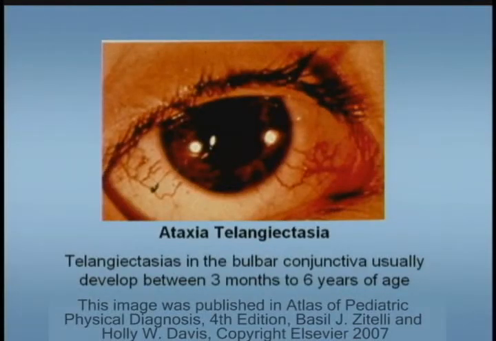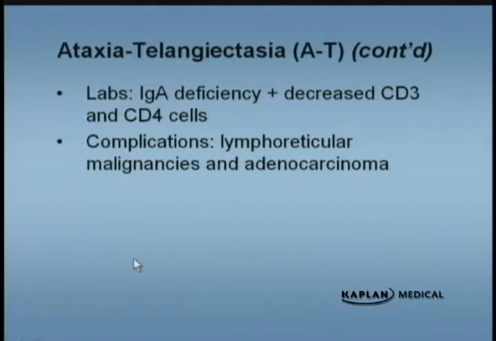So here's a patient with ataxia telangiectasia, and these are the telangiectasia on the bulbar conjunctiva, also some on this side. They'll have an IgA deficiency and also a decreased CD3 count and also decreased CD4. And these patients are at higher risk for malignancies and adenocarcinomas.